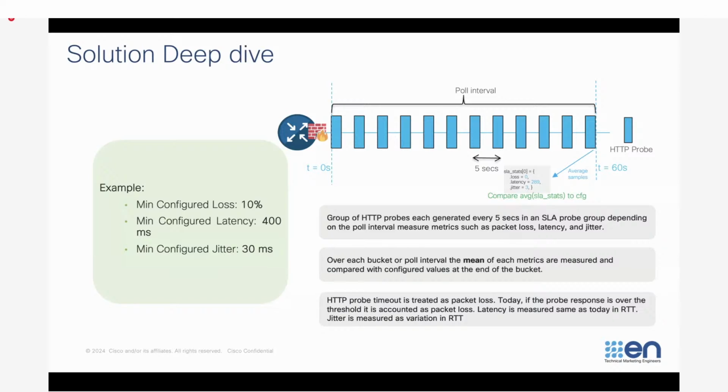HTTP probe timeout is treated as packet loss. And today, if the probe responds, let's say we send an HTTP probe to the endpoint on the SIG provider, and we get a response within the configured threshold. If the threshold is exceeded, the default threshold is 300 milliseconds. If we send a probe and we don't get the response within 300 milliseconds, that is also considered as packet loss. Latency is measured round trip time, and jitter is the variation in round trip time.